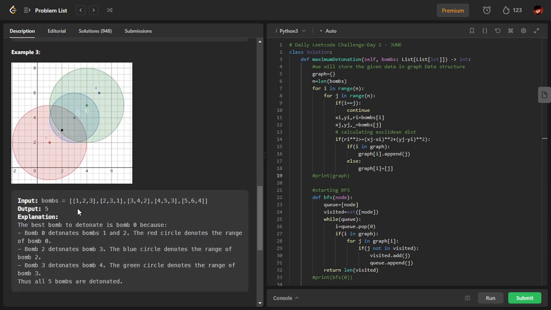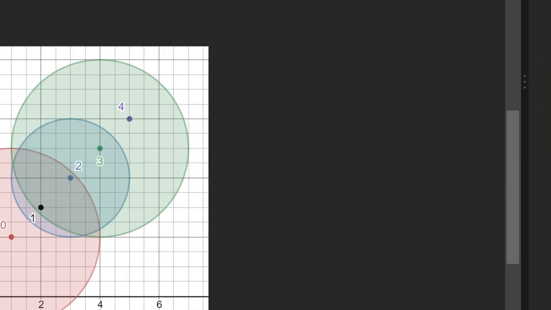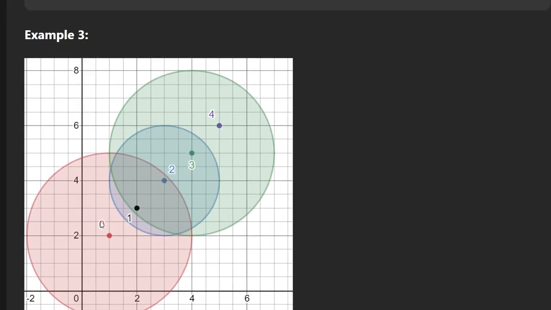If we see some examples here, this example you can see. For example, if I detonate the red color bomb, you can see its radius here. You can see the blue color bomb is also in its radius. Please pay attention here. The faster you understand the question, the faster it will be for you to decide which data structure to take. Please pay attention here.